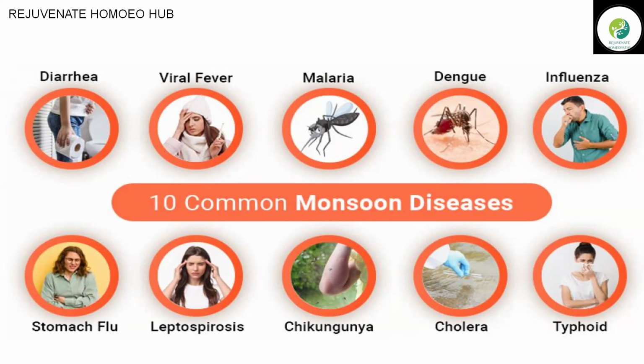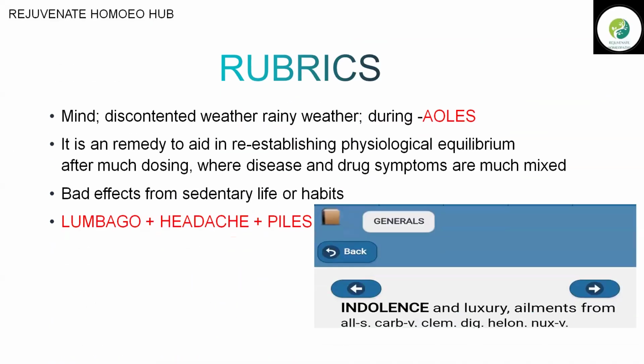So in these particular pathological conditions, what could be our approach? How can we approach such diseases and help the patient through symptomatic treatment? That is what our session is mainly based on. So let's come into the rubrics, the mind chapter. The first rubric of today's session is mind, discontent, weather, rainy weather during.